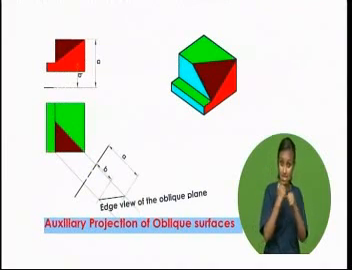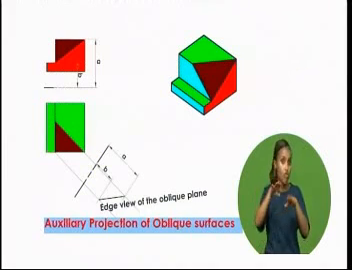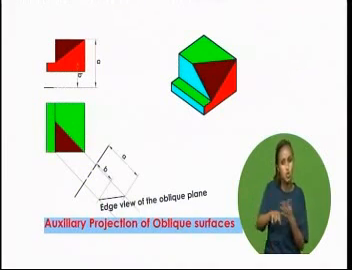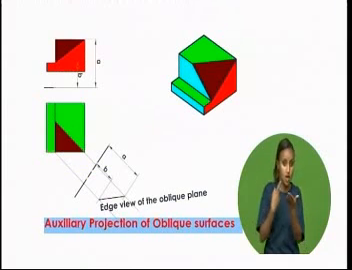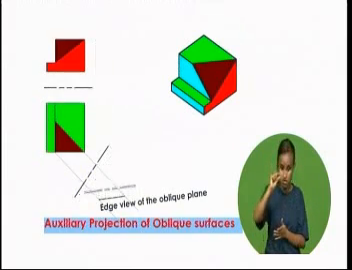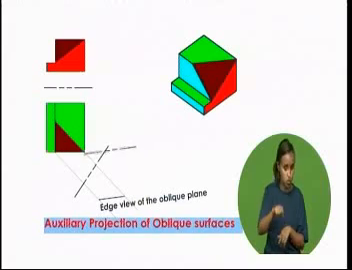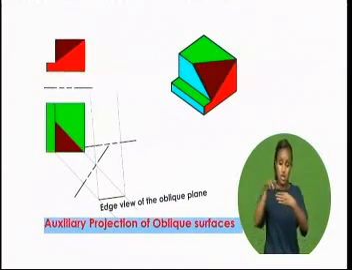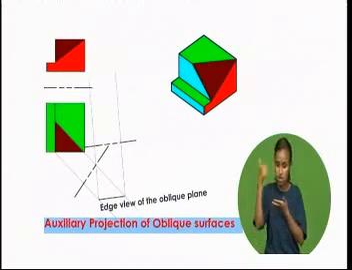While projecting the edge view of the oblique surface, it will not be necessary to project the other surfaces of the object too. To find the true shape of the oblique surface, we just have to set a reference line which is parallel to the edge view and project another auxiliary view.